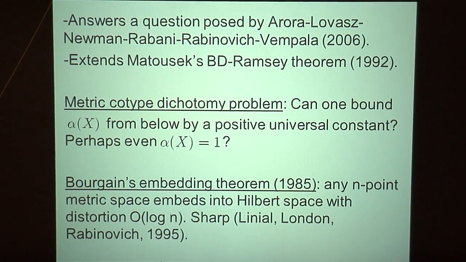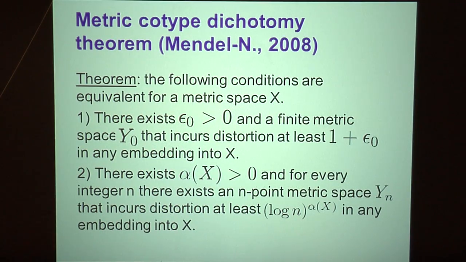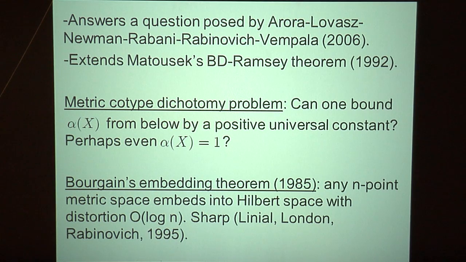So maybe there is a stronger dichotomy saying that if you exhibit one metric space, 17 points, that requires distortion 1.001, then actually you can find arbitrarily large n-point metric spaces whose distortion is at least log n to the 1 over 100. And even more so, it could very well be that alpha equals 1.